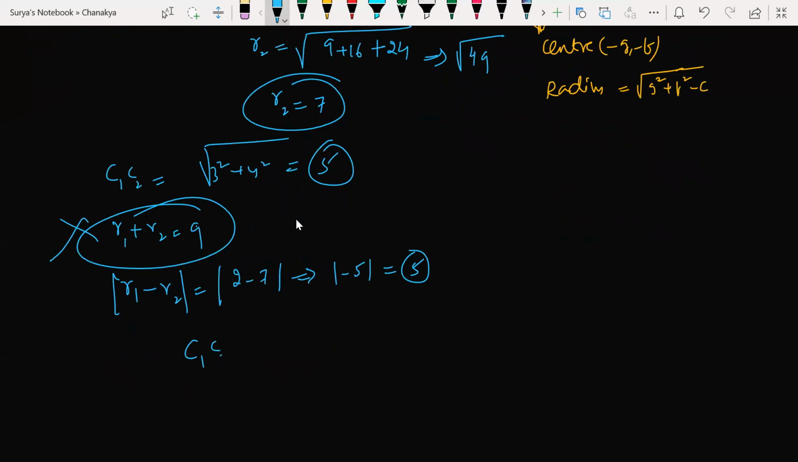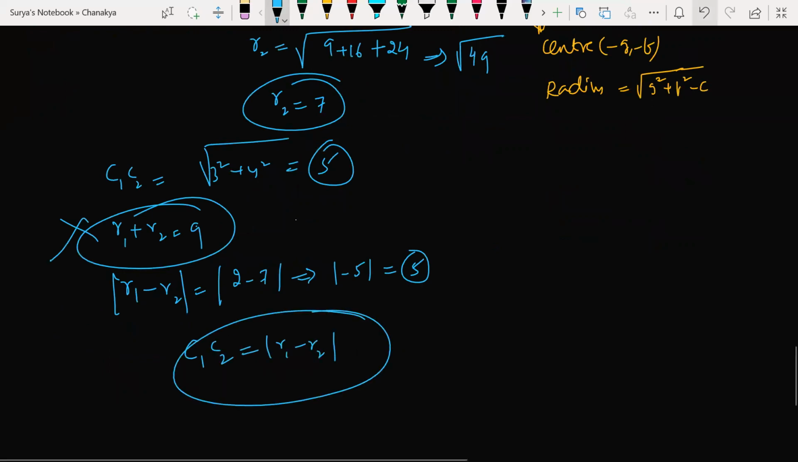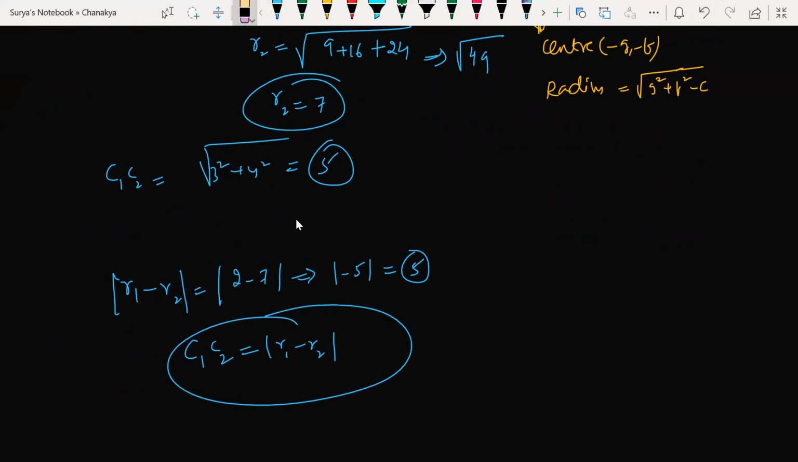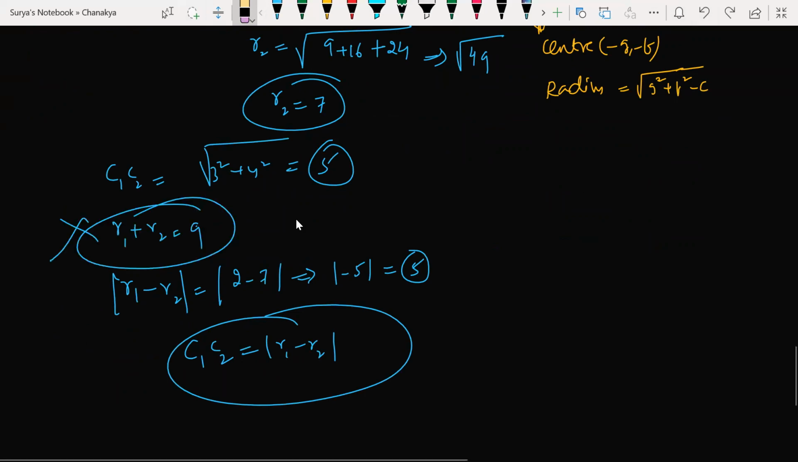Now can I have a condition called this one? When is this condition possible? When is this condition going to come here? Tell me. Guys, when is this condition going to come? When will the condition be equal?